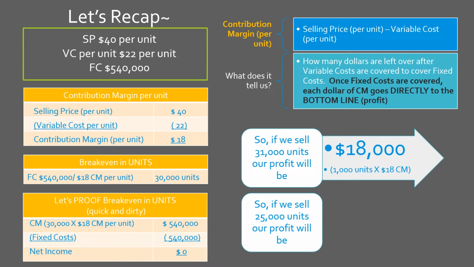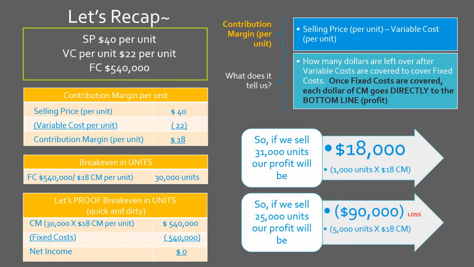So what if instead we sell 25,000 units? What would our profit be? Well, break-even is 30,000 units. Anything above 30,000 units is profit. Anything below 30,000 units is loss. So in this case, we're selling 5,000 units less than break-even. So we are going to suffer a loss, and the loss is going to be the 5,000 units times the $18 contribution margin, or a $90,000 loss.